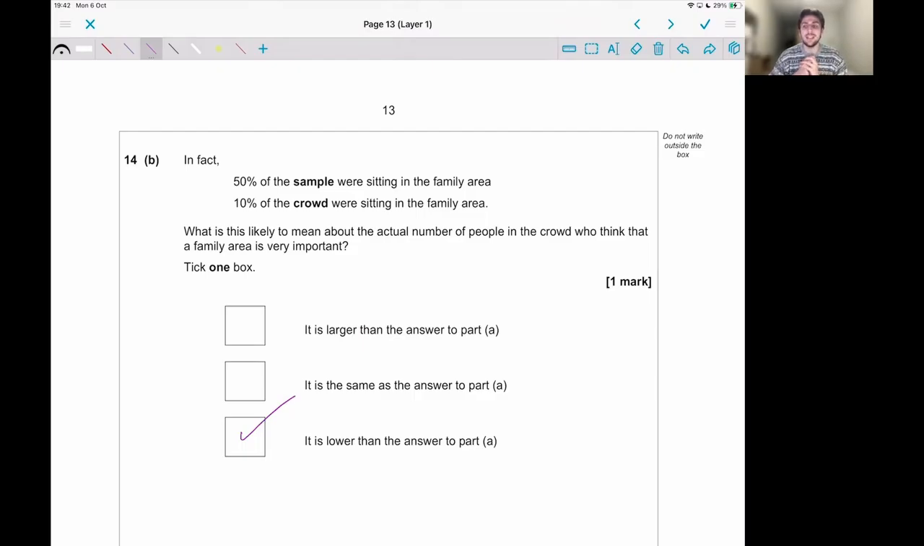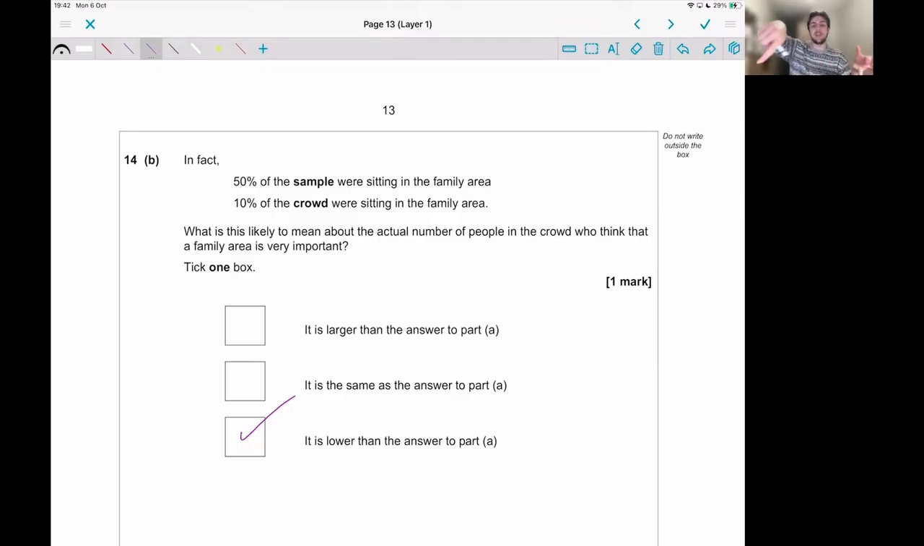That actually, because not as many people will sit in the family area, we asked people who were sat in the family area, they're going to be biased to say that it's important to have the family area. That's why they're there. So if you ask people who aren't sat there, they're going to be less biased. And the fact that 50% of the people we asked were in the area means that we over asked people from that population.